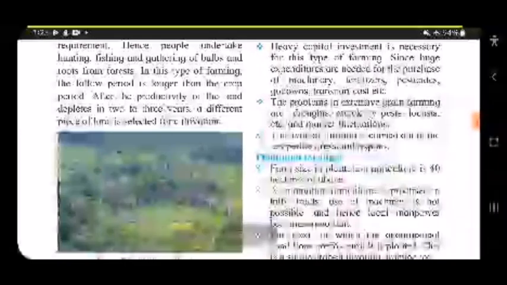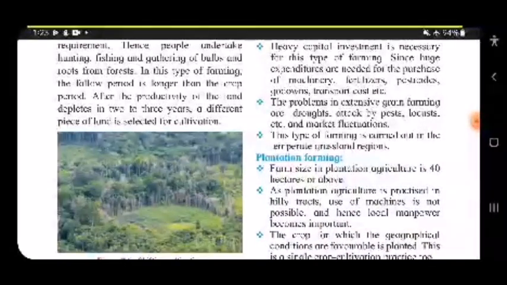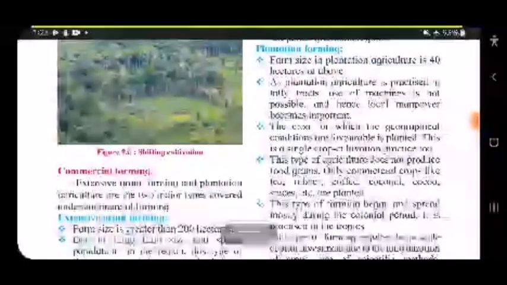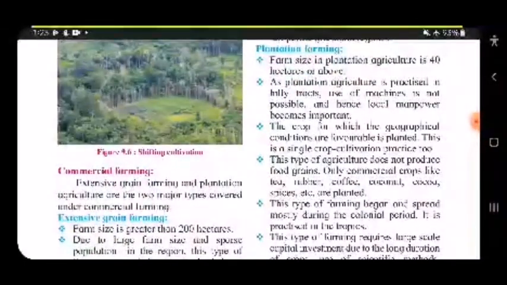The problems in extensive farming are droughts, attack by pests, locusts, etc., and market fluctuation. This type of farming is carried out in the temperate grassland region. Okay, now next let us move on to plantation farming. Now here the farm size in plantation farming is 40 hectares or above. Now when we see extensive farming, there they need a big piece of land, that is 200 hectares.